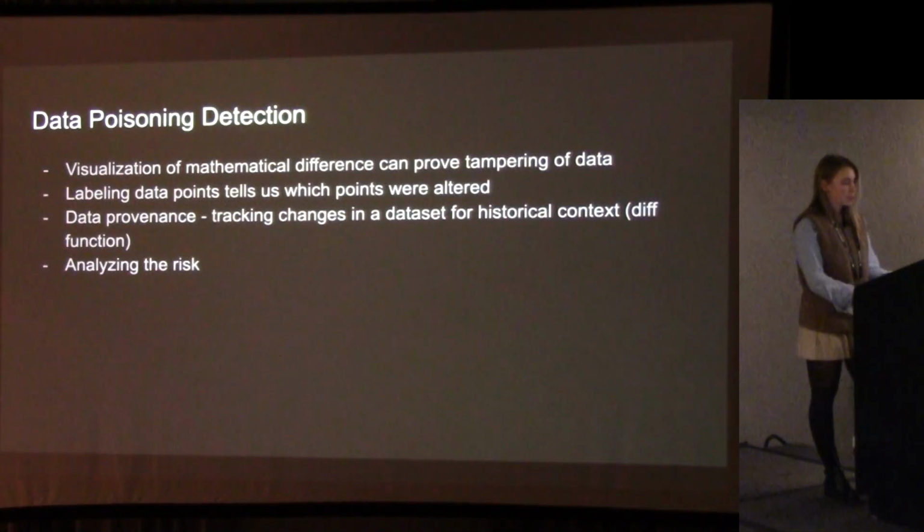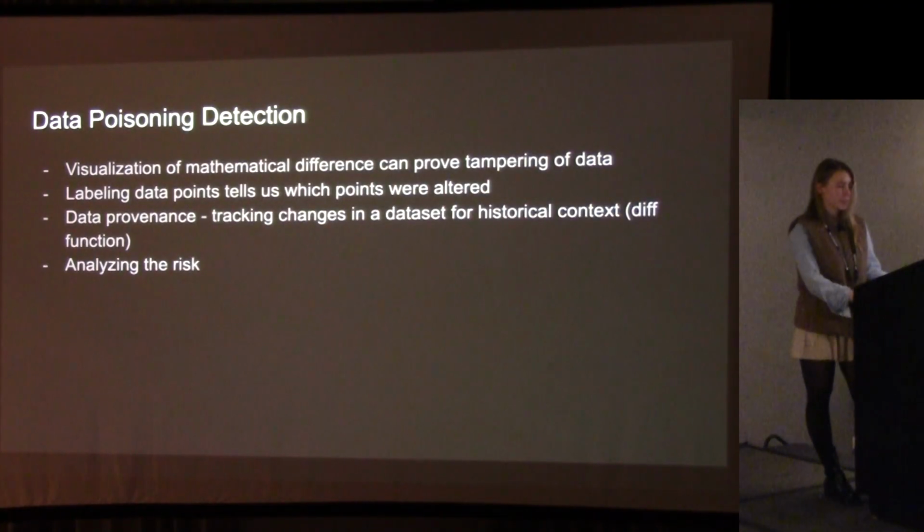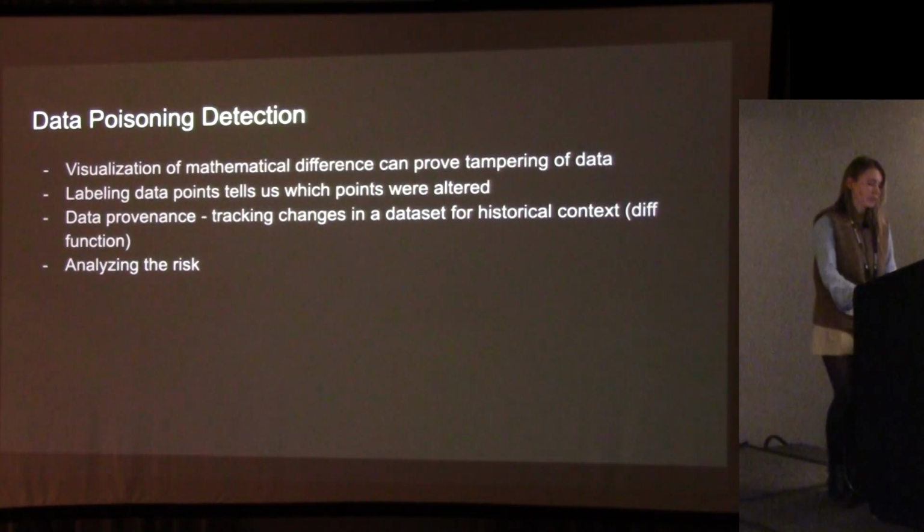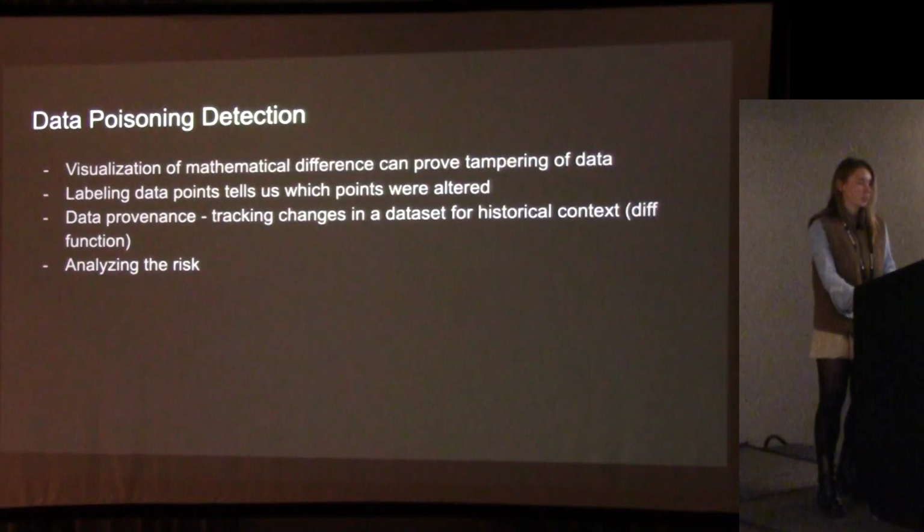So visualizing mathematical differences can show us how data has been tampered in a graphical format, and labeling these data points can tell us exactly how it has changed statistically speaking. What I want to illustrate is that we can also track these sorts of changes in our databases to use for threat detection. Finally, we can analyze our risk using the comparison mode feature and understand how much of our model has changed.